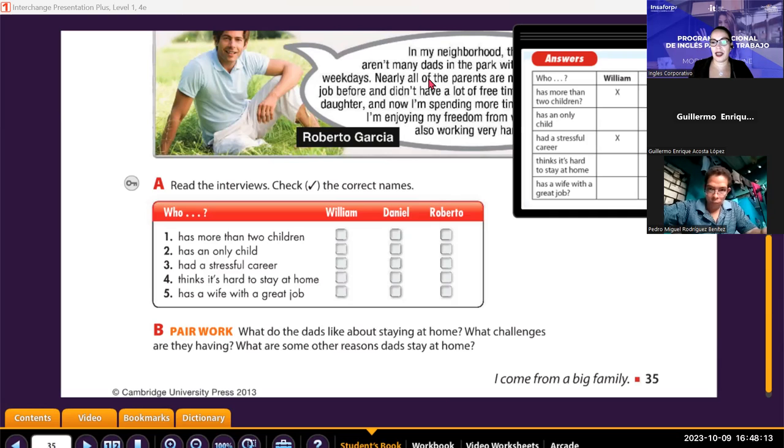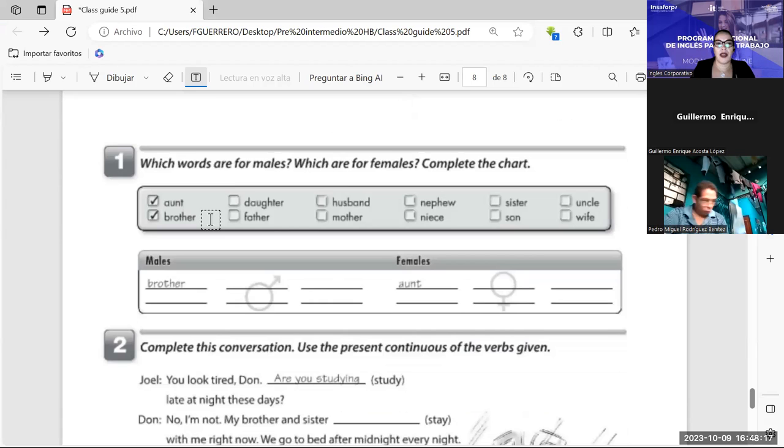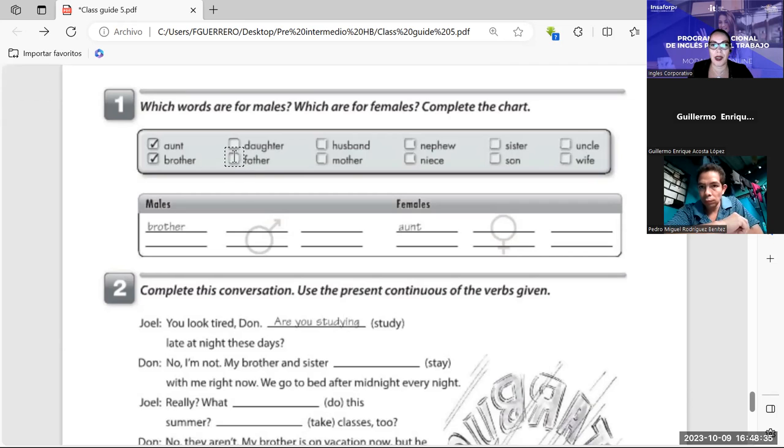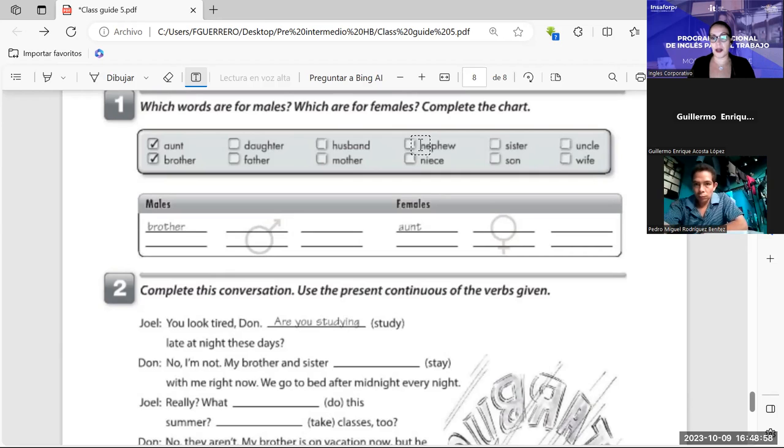Now, let's continue with the guide here. We have to say which words are for males and which ones are for females. We're going to complete this chart. The words that we have is just like a review. Remember, this is where we started the class with family members. So we have vocabulary: aunt, brother, daughter, father, husband, mother, nephew, niece, sister, son, uncle, wife. Now, aunt is female, brother is male.